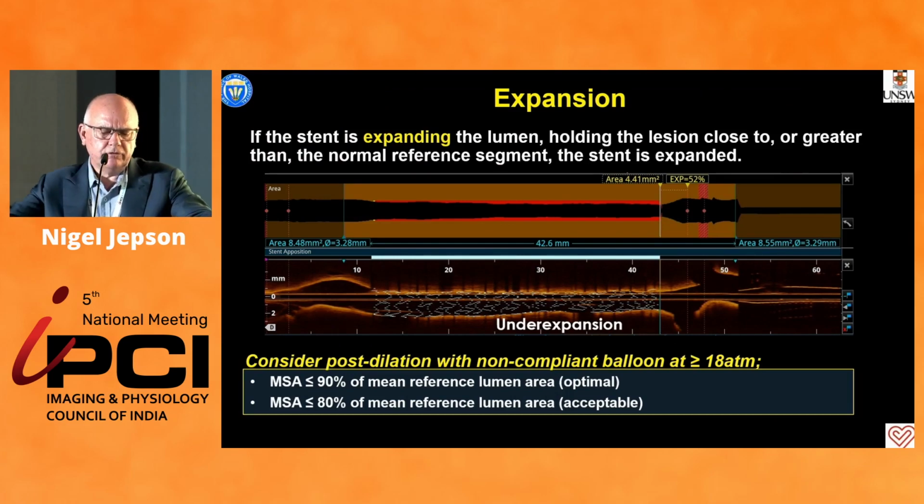But expansion is the key thing. If the stent is expanding the lumen, holding the lesion close to or greater than the normal reference segment, the stent's expanded. And this is the key. MSAs, small MSAs indexed to the reference segments, predict stent failure.